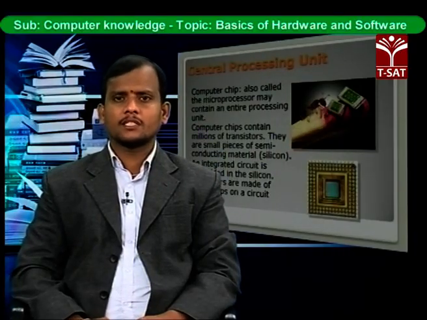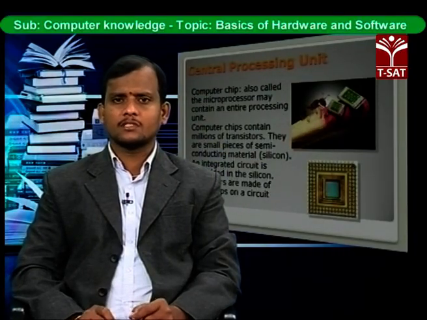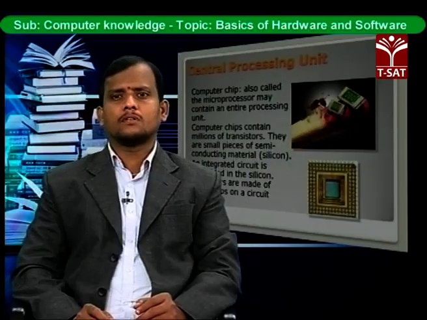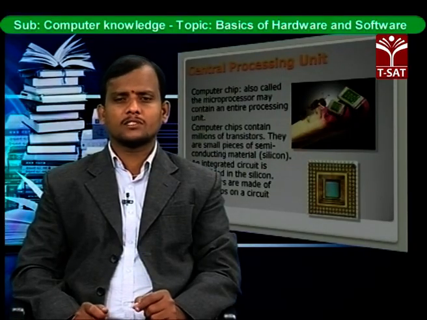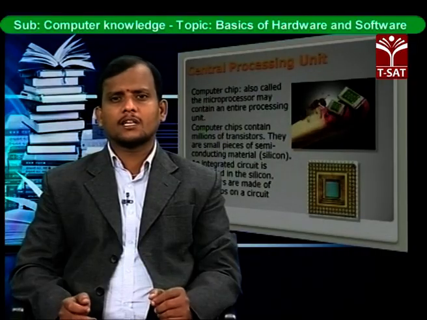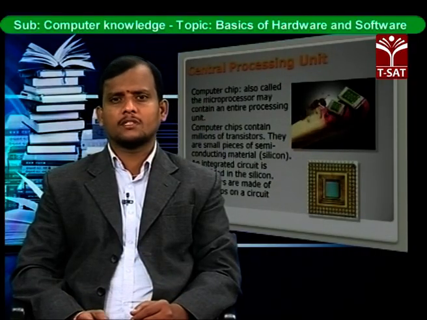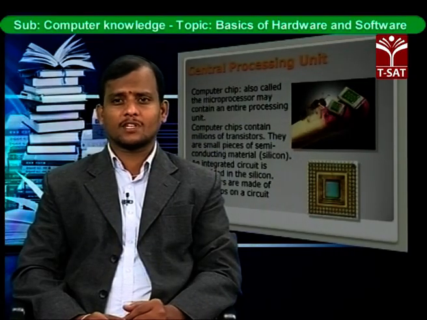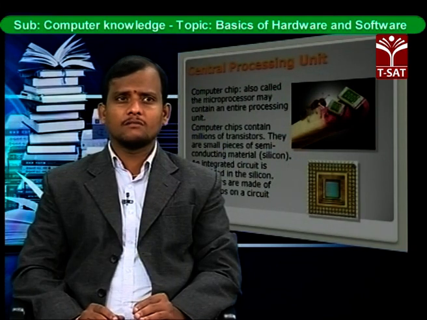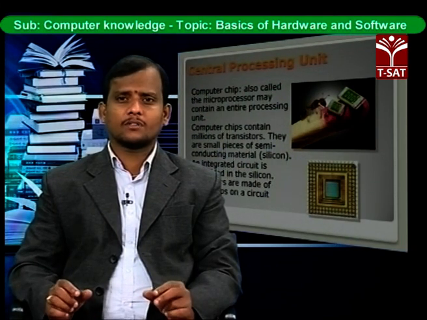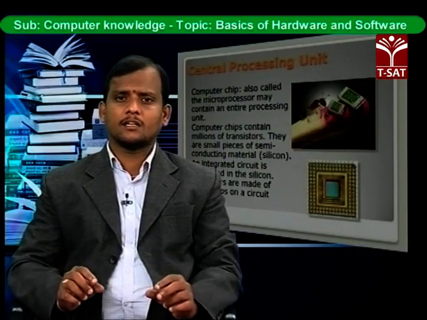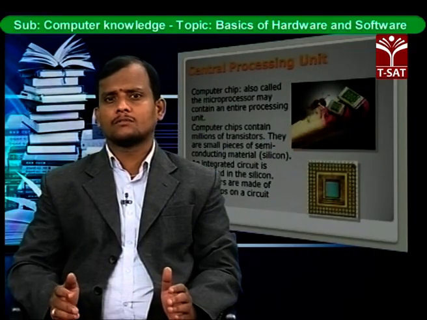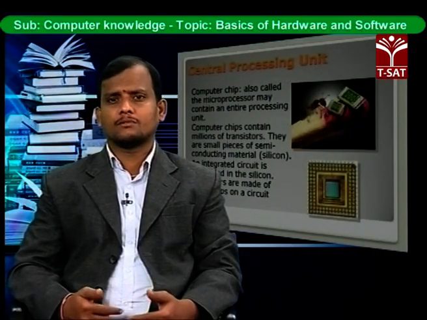So as I said, the central processing unit is a silicon chip. It's also called a microprocessor. It's a very small chip, an integrated circuit enabled with silicon. A computer is made of many chips on a circuit board. Generally, all the chips integrated together make a set of microprocessors.